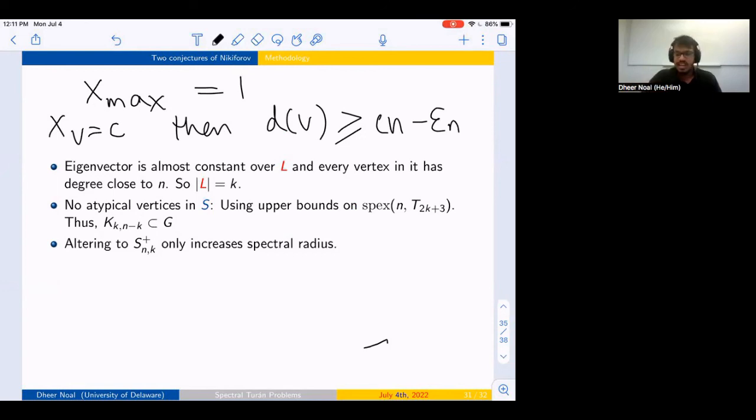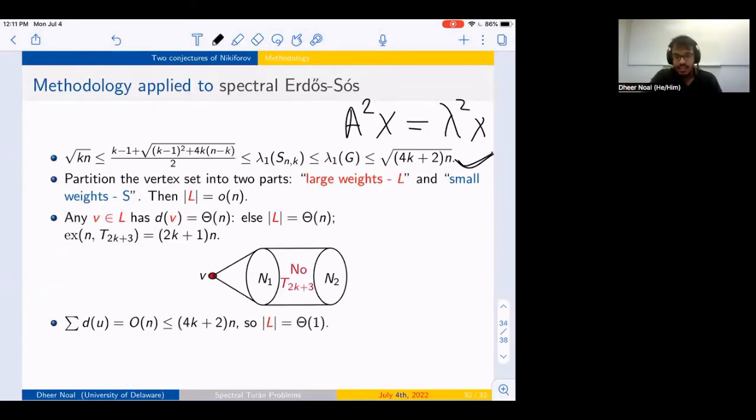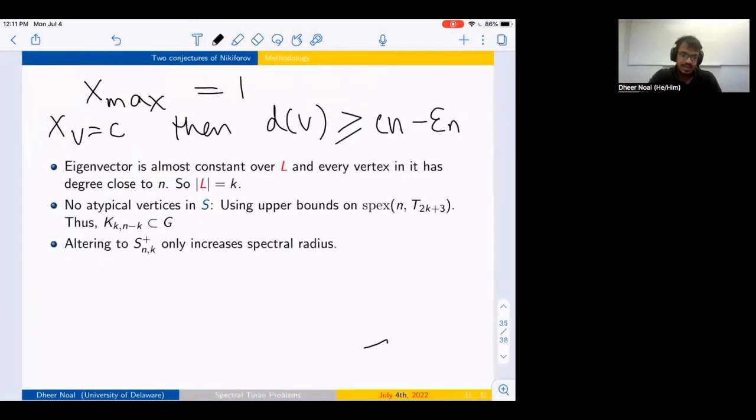And again, to show this, we're going to rely on showing that if that isn't the case, then there's going to be too many edges in the bipartite graph between the first neighborhood and the second neighborhood of some vertex. And the next step is showing that any entry is going to be close to 1. And that also follows the same logic. So we end up showing that all the vertices in L have degree close to n, and that forces us to have at most exactly k vertices inside L.